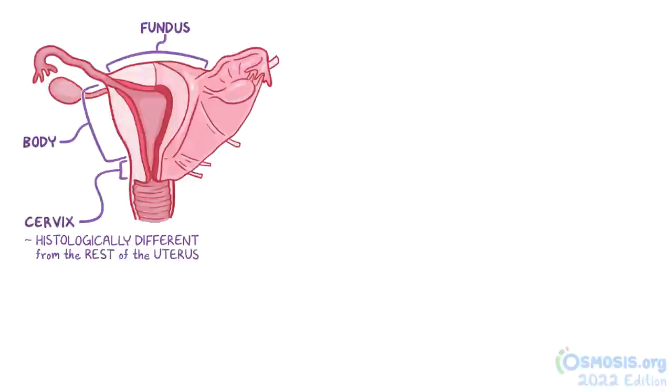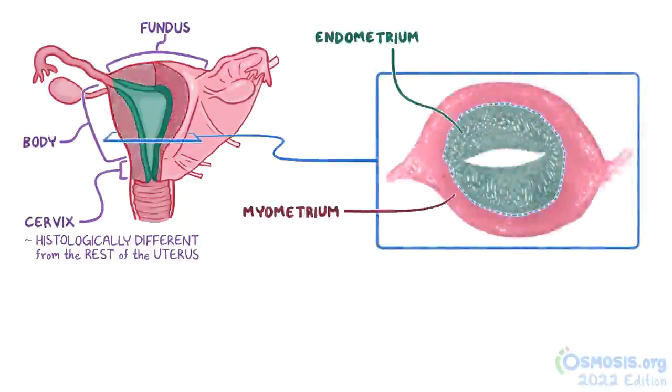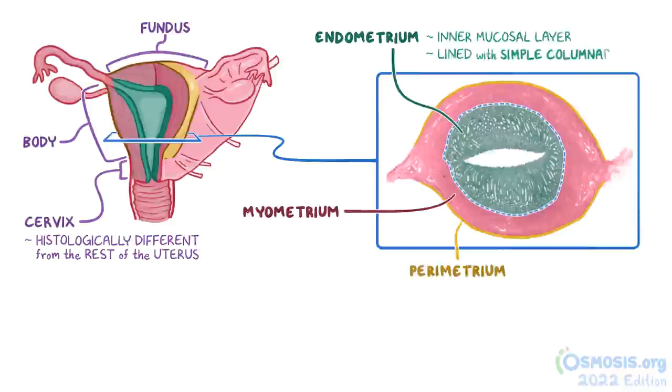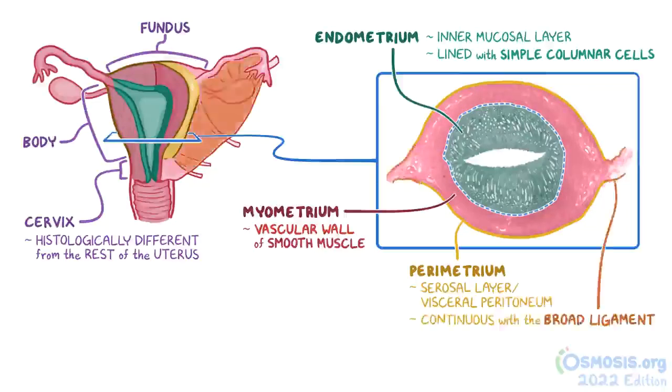This video will just focus on the fundus and body of the uterus, which consist of 3 major layers: the inner endometrium, myometrium, and outer perimetrium, although the perimetrium is too thin to easily see in this image. The endometrium is the inner mucosal layer that's lined with simple columnar cells. The myometrium is a thick and highly vascular wall of smooth muscle. And the perimetrium consists mostly of a serosal layer or visceral peritoneum that's continuous with the broad ligament, although there are portions of the uterus that are surrounded by an adventitial layer of connective tissue instead.